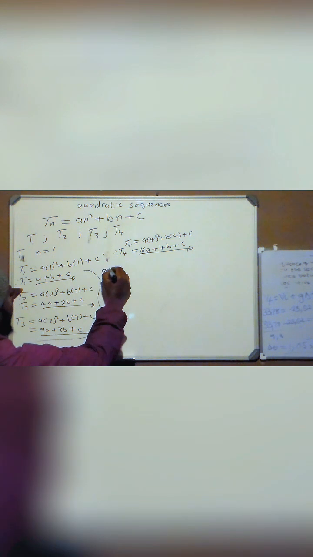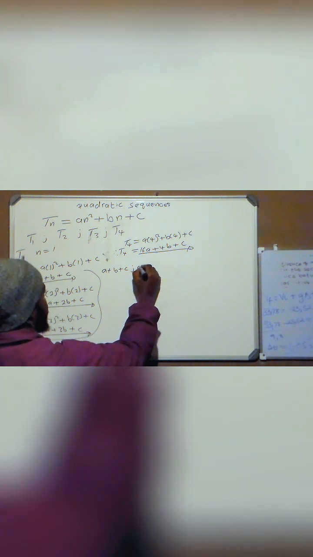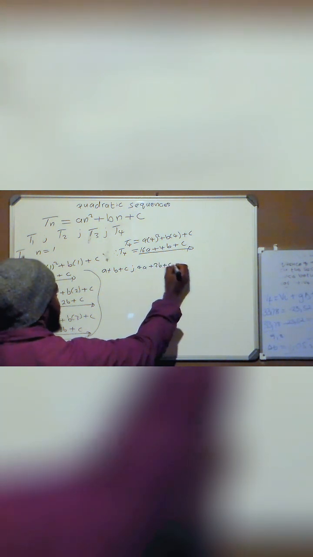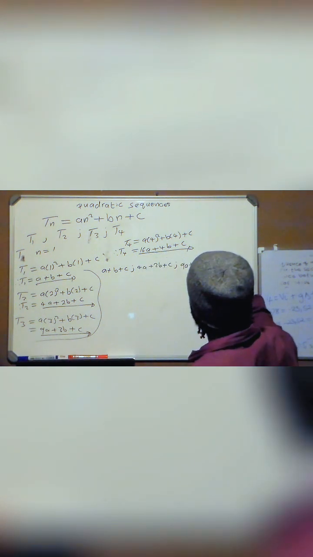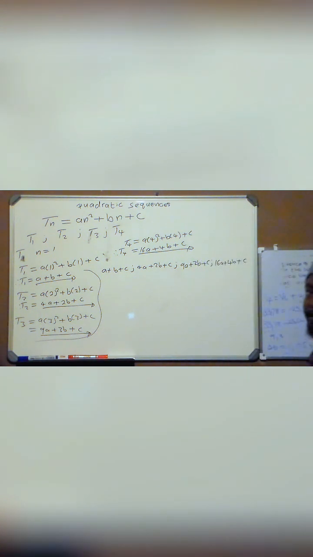So what we do now is put them in a sequence. So the first term would be a plus b plus c. Next term, term number 2, 4a plus 2b plus c. Third term, 9a plus 3b plus c. The last term, which is the fourth one, 16a plus 4b plus c, right? And then we do as we did in the previous example, we go and find the first difference of the sequence. So let's do that.